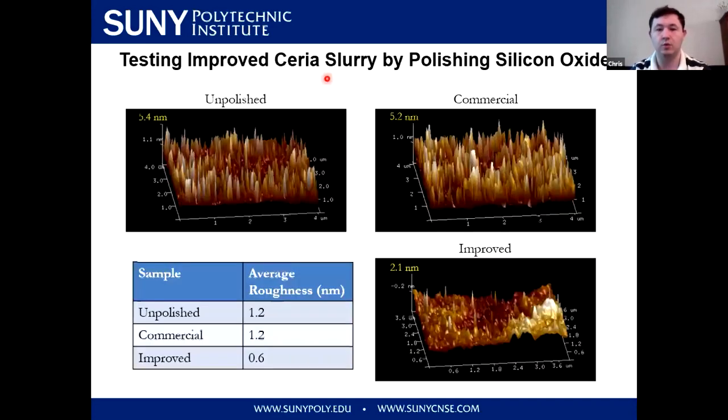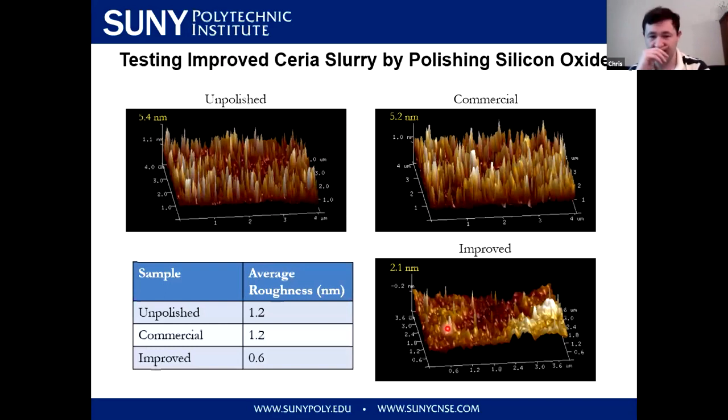Moving on to roughness, the lower number means better roughness. And while the commercial slurry had little effect on the roughness of the wafer, using our improved ceria slurry, we decreased the roughness by a factor of 2.